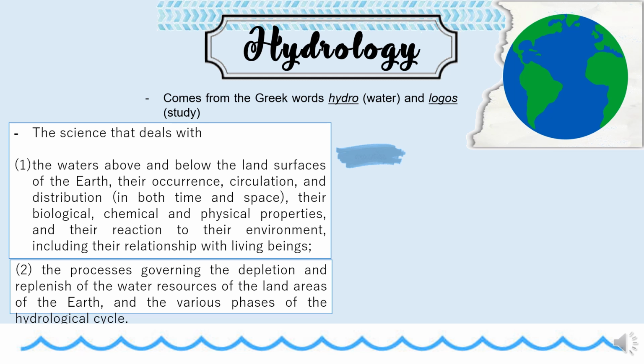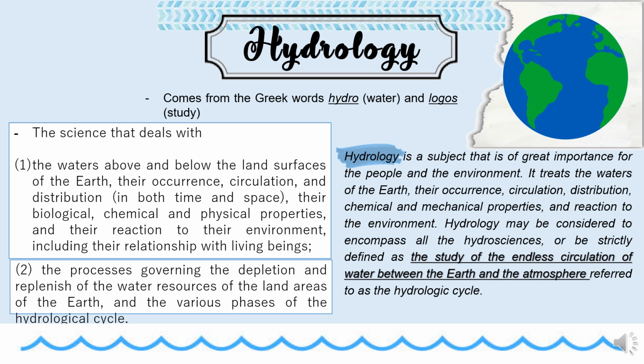And number 2, the processes governing the depletion and replenishment of the water resources of the land areas of the earth, and the various phases of the hydrological cycle. Hydrology is a subject that is of great importance for the people and the environment. It treats the waters of the earth, their occurrence, circulation, distribution, chemical and mechanical properties, and reaction to the environment. Hydrology may be considered to encompass all the hydrosciences or be strictly defined as the study of the endless circulation of water between the earth and the atmosphere, referred to as the hydrologic cycle.